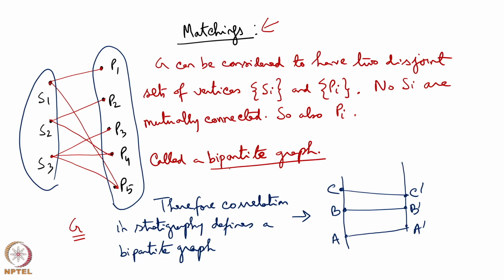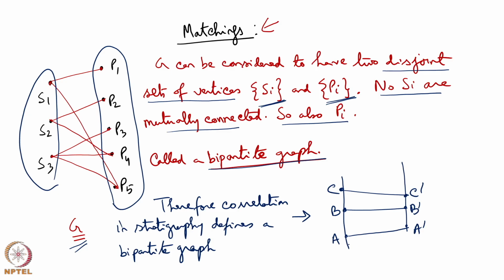Such a graph is known as a bipartite graph. Here G, which is this graph, can be considered to have two disjoint sets of vertices. Si is one, another is Pi. So, if we remove the edges between Si and Pi, all the edges will be gone, and as I said, no Si are mutually connected, and so also the Pi.